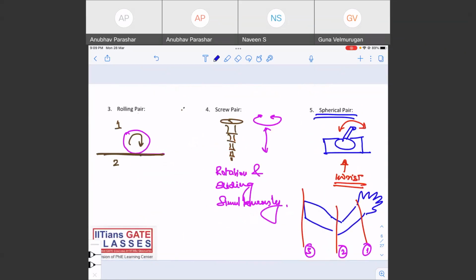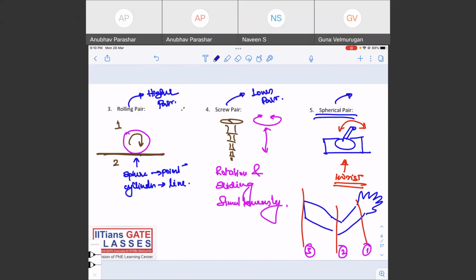Right? If you see our rolling pair, what kind of contact is there? If it is a sphere, it will be a point contact. If it is a cylinder, it will be a line contact, right? So basically rolling pair is an example of a higher pair. Okay, screw pair, again it is a lower pair. Spherical pair, it is again a lower pair.